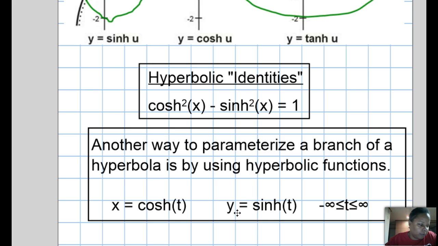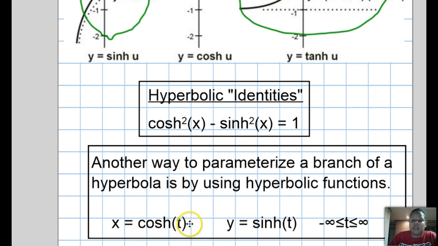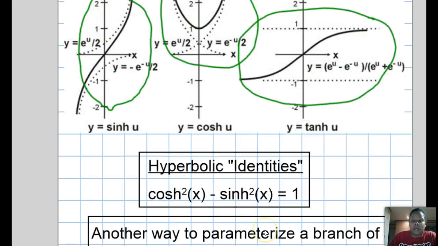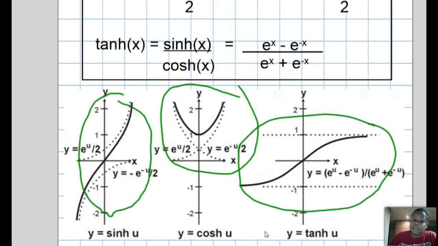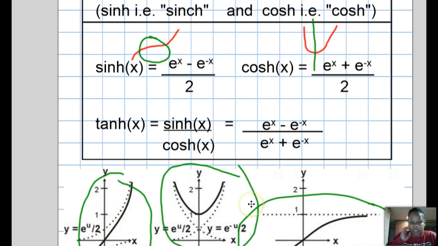You also need to be able to use the identity that we talked about in certain situations, and the home learning assignment problems will help you with that. And I think that's about it. So you need to be able to parameterize a hyperbola using cosh and sinh. And you need to be able to use the identities, and you need to be able to recognize the graphs and the respective equations for each of them.